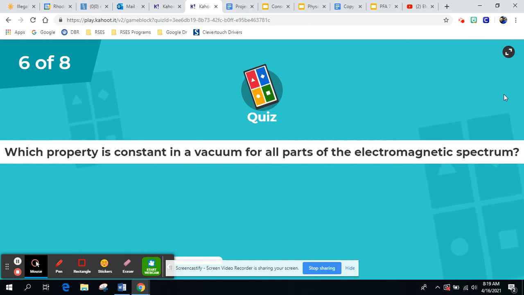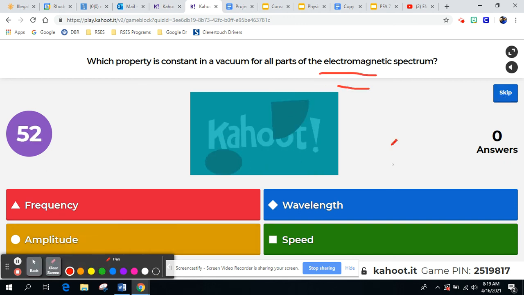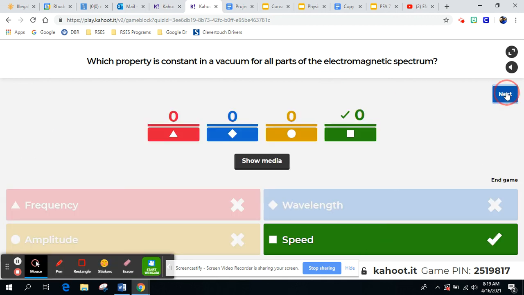Which property is constant in a vacuum? This is basically the same question as objective 2 had. Press pause so you try to remember. And we said all EM waves travel at the same speed. So speed would be our answer.